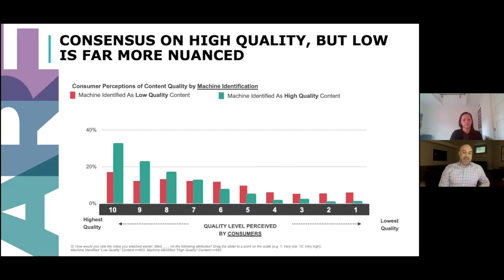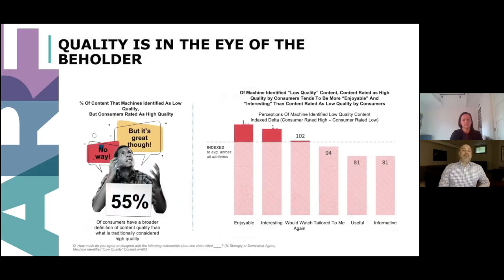And so we wanted to dig in and say, hey, why is that? Is it true that quality is really in the eye of the beholder? And that's what we ultimately found out. So while over 94% of people who watched what was identified as quality content agreed that it was quality content, 55%, over half of those that watched low quality content, weren't quite sure. 55% of them thought it was high quality, while the rest thought it was low quality.